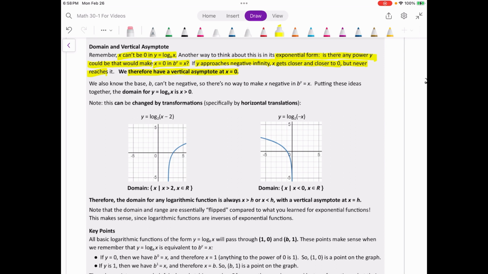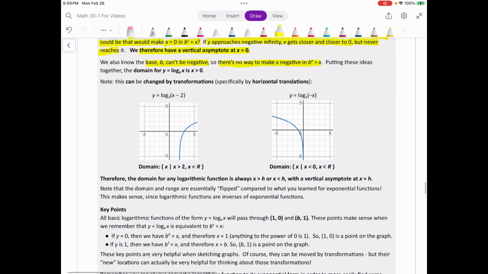We also know that the base b can't be negative, right? And from the equation as well, there's no way to make x negative in b to the power of y equals x, right? If b is positive, no matter what y is, x is going to come out as being positive, okay? So putting these ideas together, the domain for y equals log base b of x is all values of x such that x is greater than 0. Sound familiar? Remember, the range for our base exponential functions was that y had to be greater than 0.